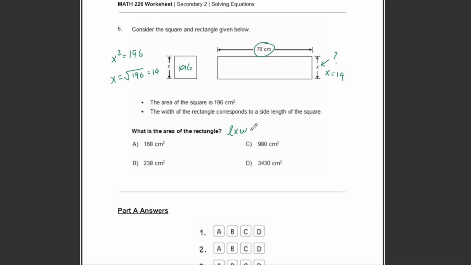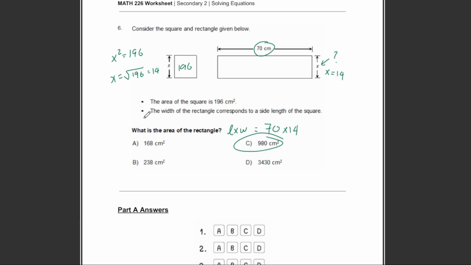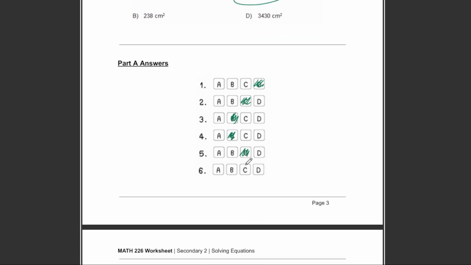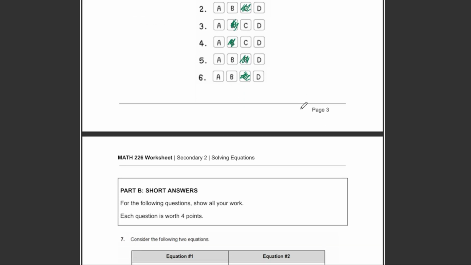Now that I know the side length, I know this is 14, x equals 14. I can find my length times width, right? I can fill that out. I've got 70 times 14, okay? And if you put that into your calculator, I believe you should get 980. And so your answers then were, if I remember correctly, D, C, B, B, C, and then C again. Okay. Now on to part B.